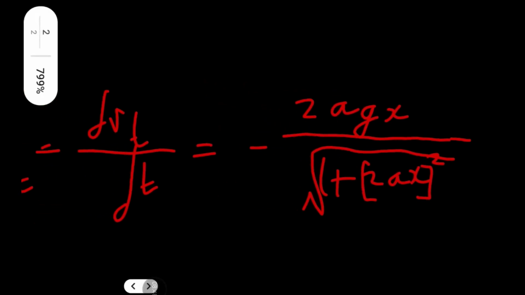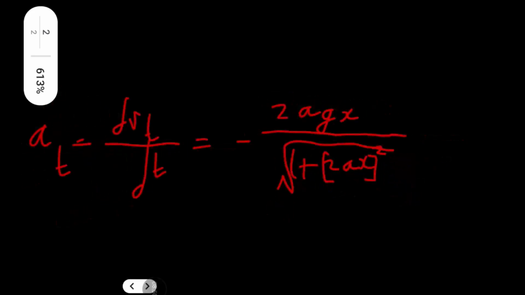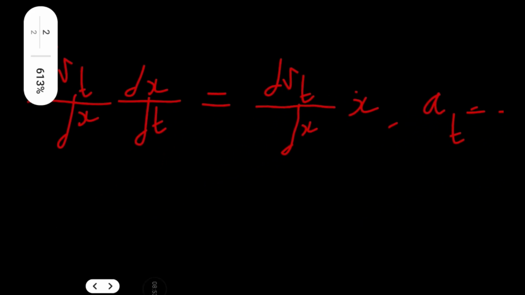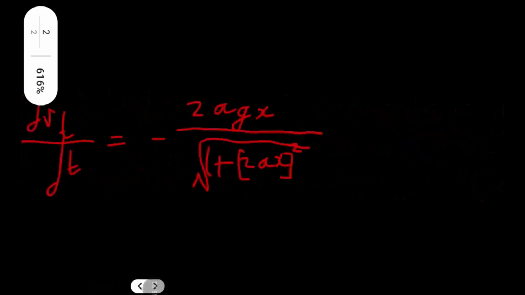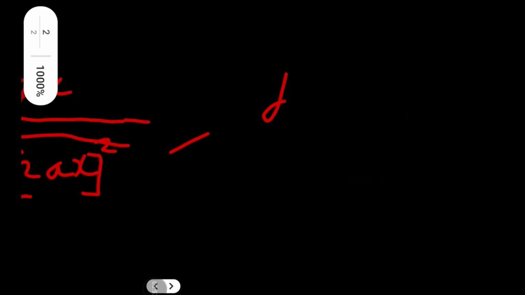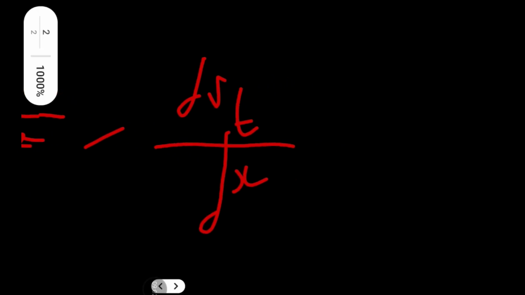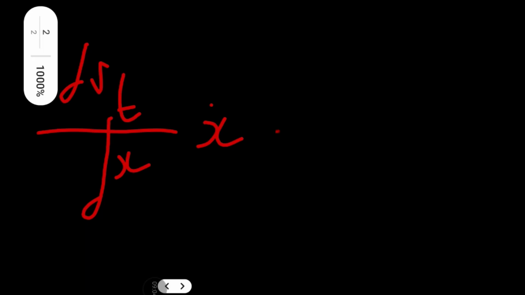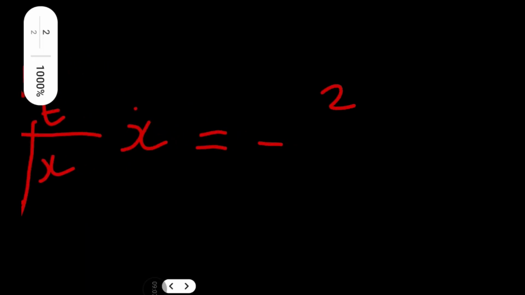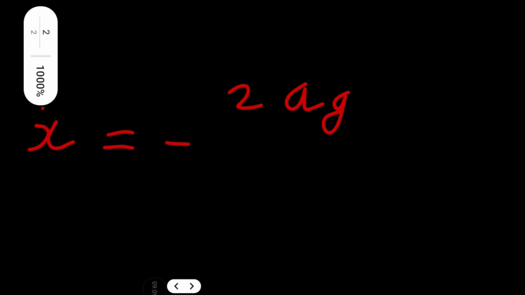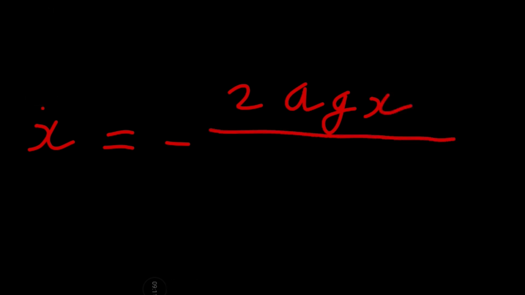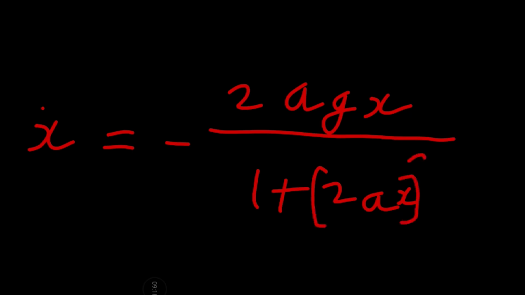And then the next part, since we know that, we can substitute in this new part we have, this chain rule part. So you can actually rewrite it as dvt by dx times x dot is equal to minus 2agx over the square root of 1 plus 2ax squared. Same problem again, isn't it? Same, there we go.